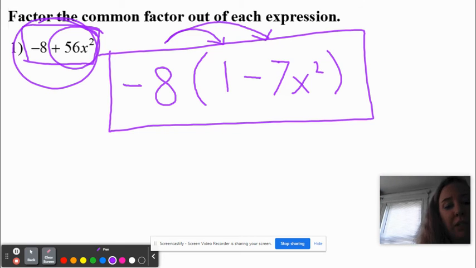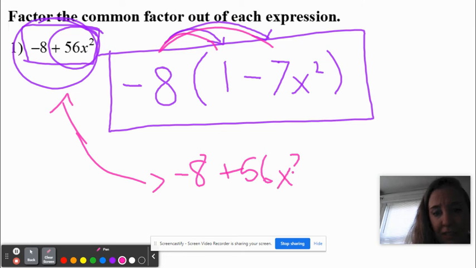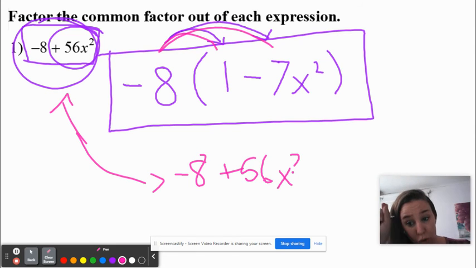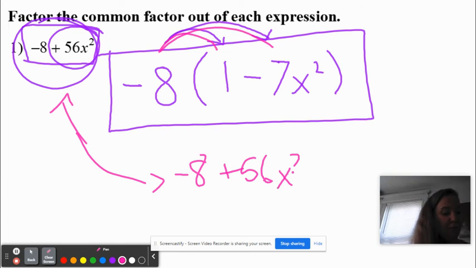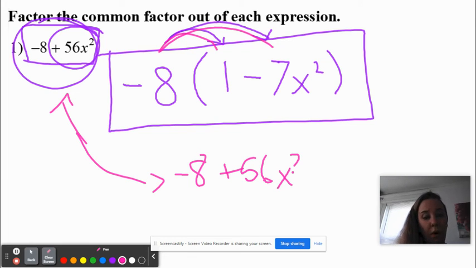And we can double check if we wanted to. We could say, all right, negative 8 times 1 is negative 8. Negative 8 times negative 7 is positive 56x squared. Okay, this looks like that. So this one looks like this one. So we're all good. So that's how it's done. Half the battle is finding the GCF. What's the greatest common factor you can pull? If the leading term is negative, pull a negative GCF, and then you just have to figure out what multiplies to get there. Let's try another.